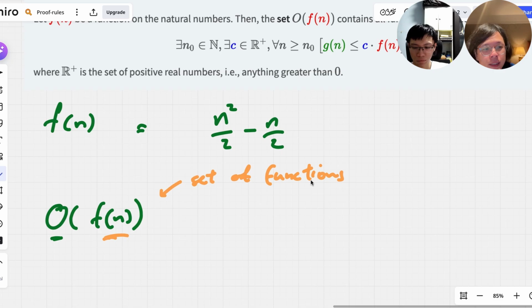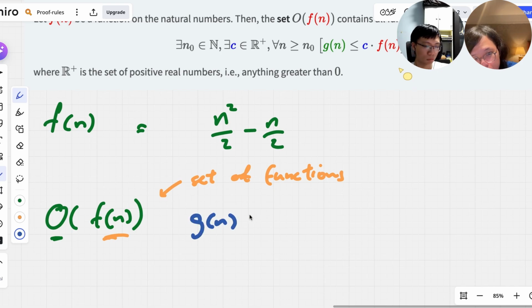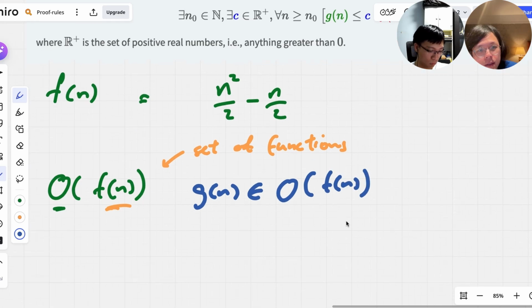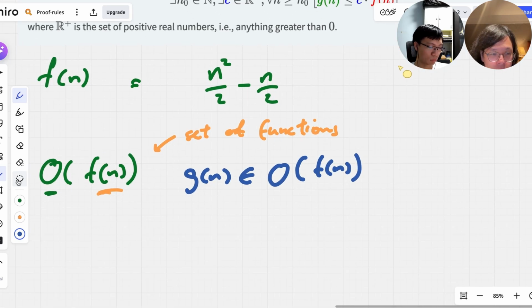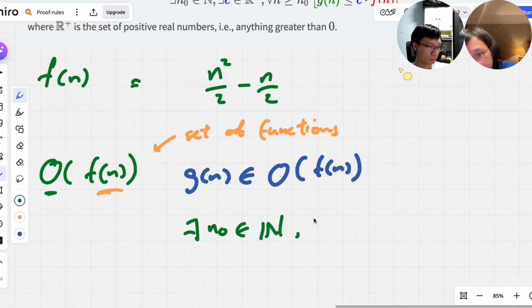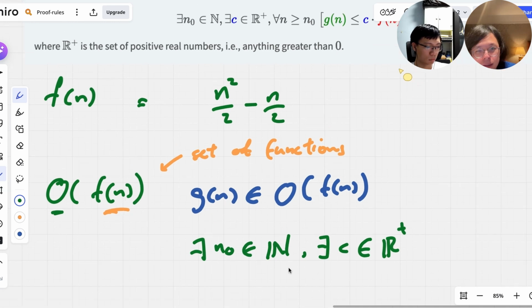Okay, this is a set of functions, and the way that this works is that we're going to hold functions g(n). So in other words, g(n) is going to be in the set O of f(n) if it fulfills the following condition: there exists an n0 in N and there exists a c in R+. We'll explain what this is in a bit.